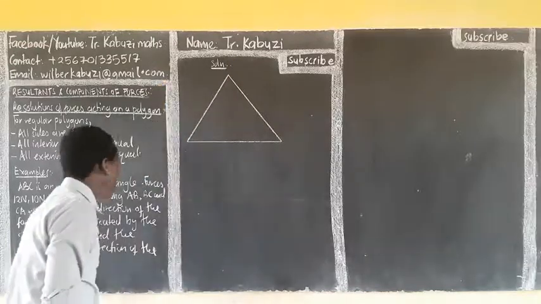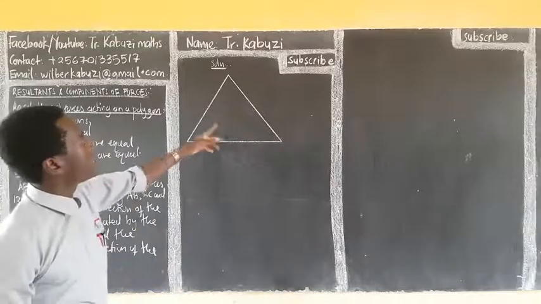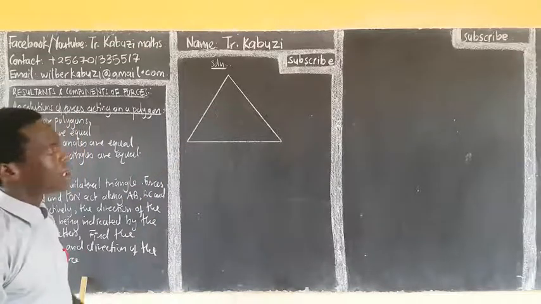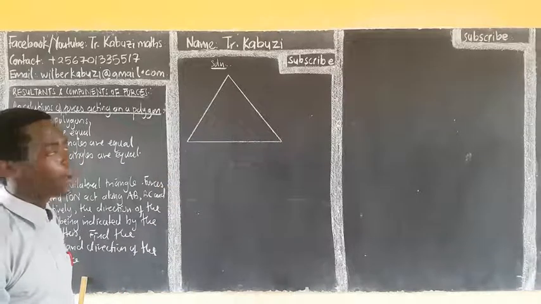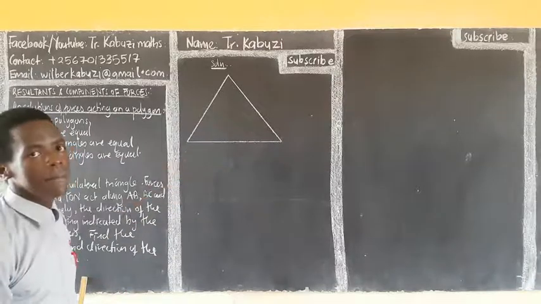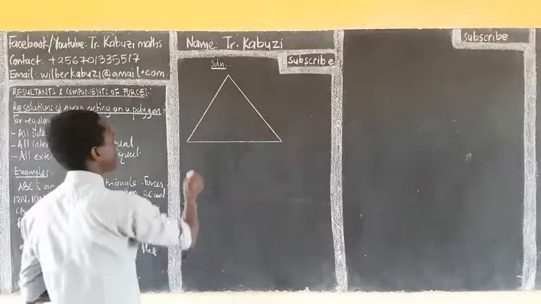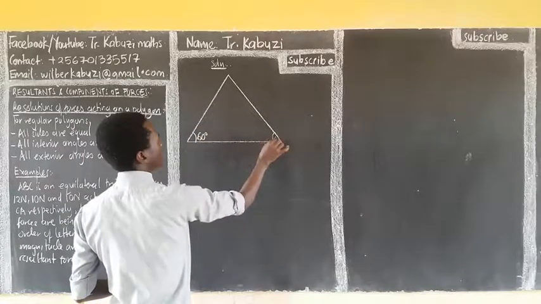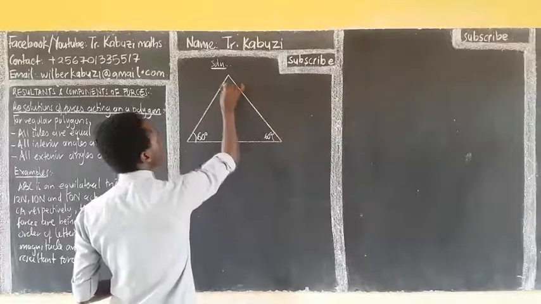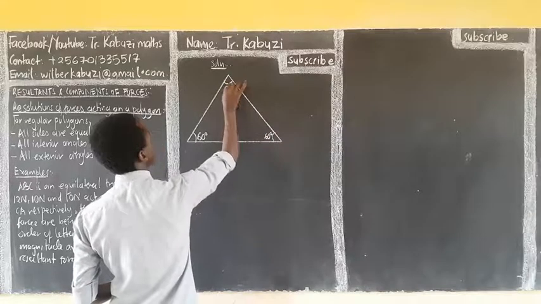Of course, in an equilateral triangle, all angles are equal. And if this is a three-sided polygon, it means that to get the interior angles, you get 180 divided by the sides of the polygon. So 180 divided by 3, we shall get 60. So these are 60 degrees. This one is also 60 degrees, and also this one is 60 degrees.